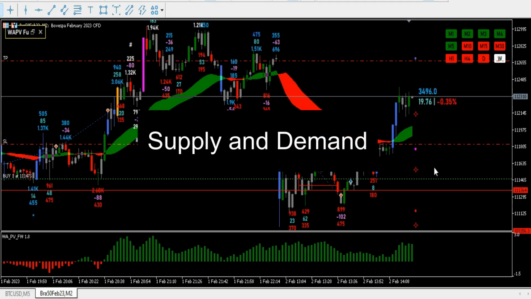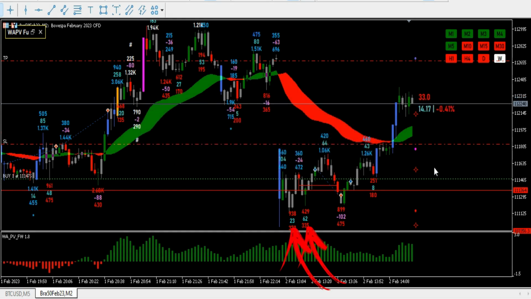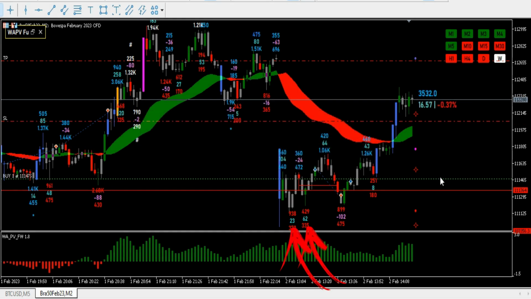The second is supply and demand. We can clearly see demand greater than supply where the arrow shows. There we have the positive delta, which means that smart money was setting up camp in this region.